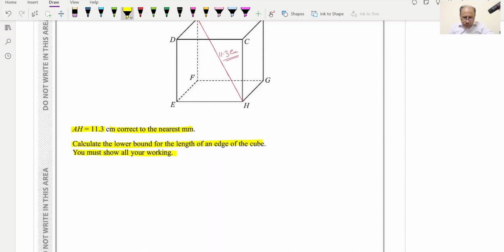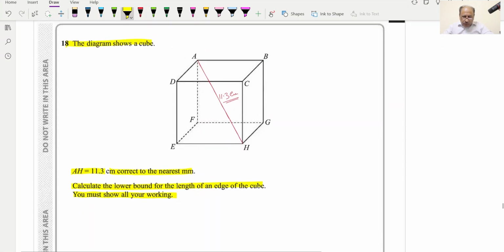So what we can do is, first of all, we require to find the side. We need the lower bound of the length of the edge. So the length of the edge is required. As this is a cube, each edge will be equal. So we can take, for example, this edge is x, this is also x, and this will be x, this one also x.